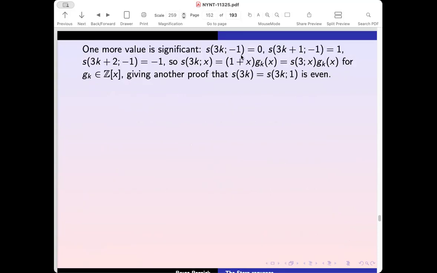One more value, it turns out that if you evaluate it at -1, if n is 3k, you get 0, 3k plus 1, 1, and 3k plus 2, -1. So s of 3k is always a multiple of 1 plus x. Putting x equals 1, this gives you another proof that s of 3k is even.